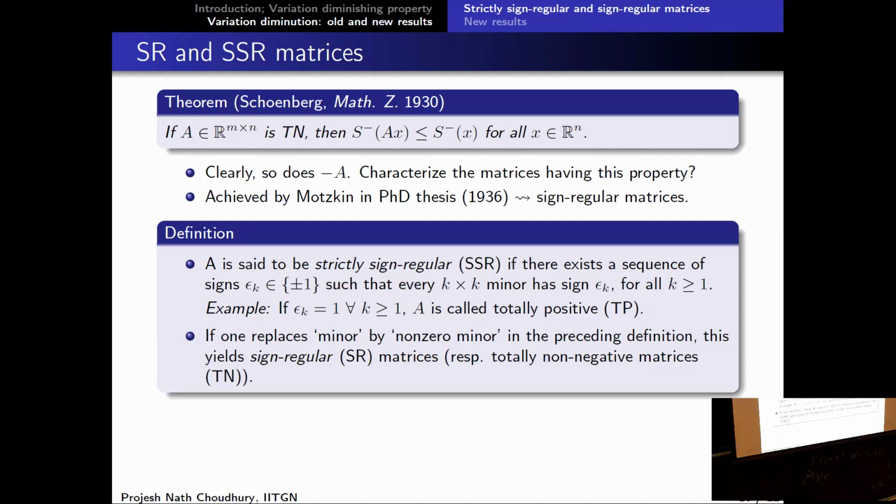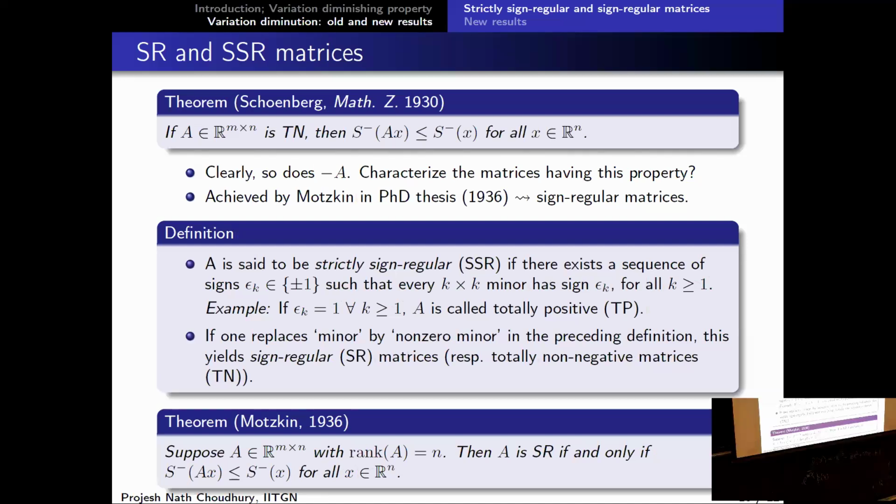And if the signs are non-strict, that is, minors are also allowed to vanish, then we call it a sign regular matrix. And Motzkin in his PhD thesis showed that if A is an m by n matrix with rank n, then A is sign regular if and only if A satisfies the variation diminishing property. Okay, so he needs this additional condition on the rank of A.